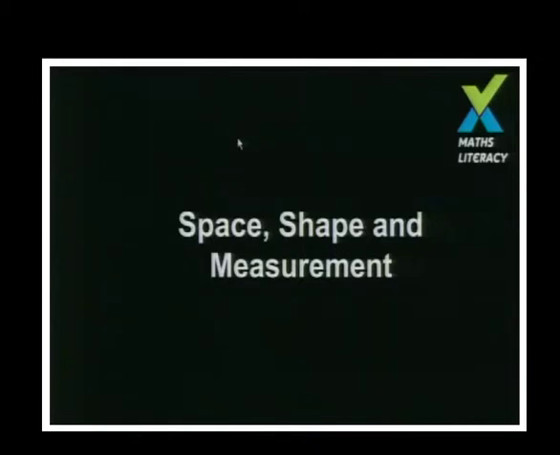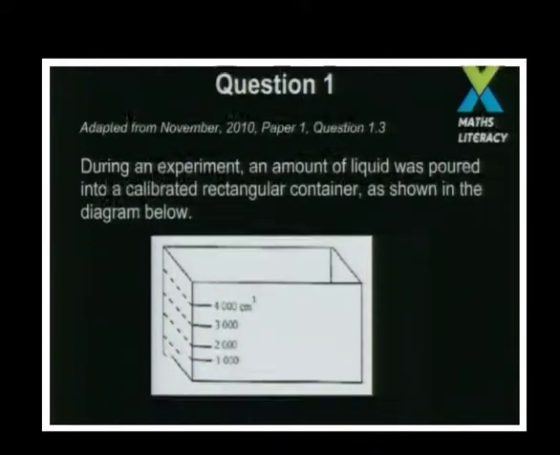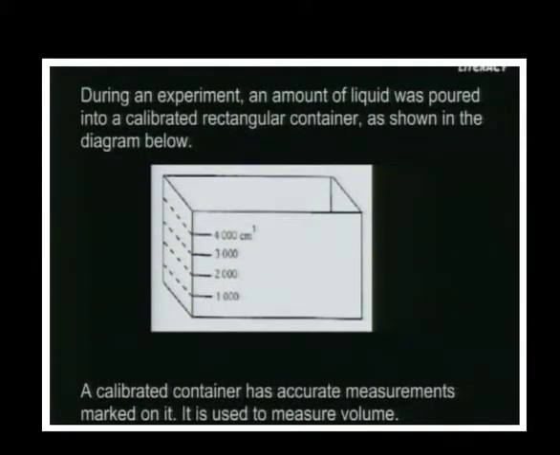Let's have a look at the very first question, which came up in November 2010, paper 1. It was actually question 1.3, but I'm going to call this question 1. Now, during an experiment, an amount of liquid was poured into a calibrated rectangular container as shown in the diagram below. Now, I know exactly what you're asking yourself: what does the word calibrated mean? Well, the examiner was extremely nice, and he actually tells you what calibrated means in the very next sentence.